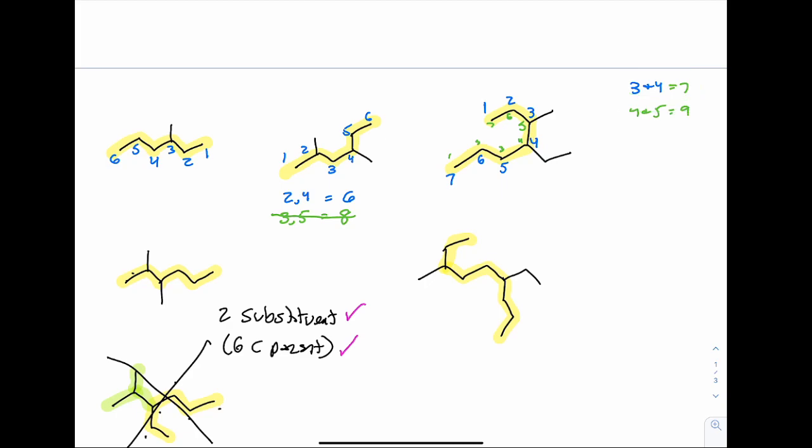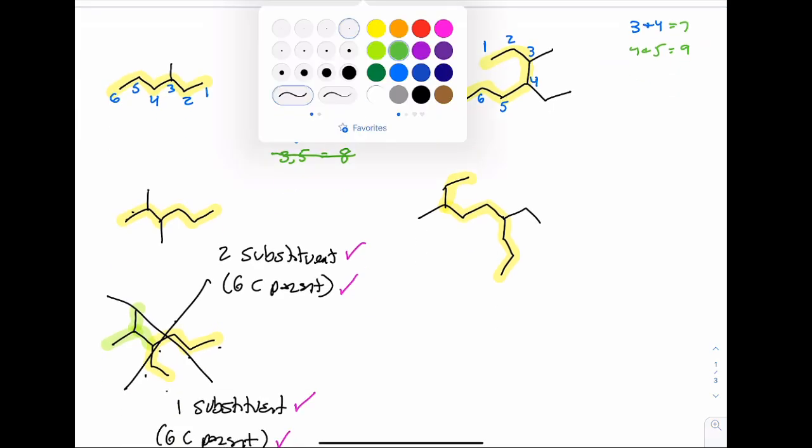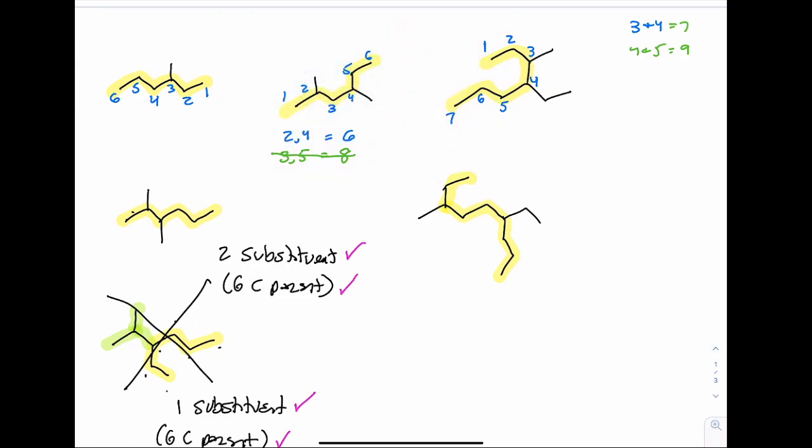So let's get rid of these again. Oops, I certainly didn't want to erase all that. Let's put the parent back. Okay. This next one. Right, if I went the other way, 1, 2, 3, 4, 5, I'd have branches on 4 and 5, not 2 and 3.